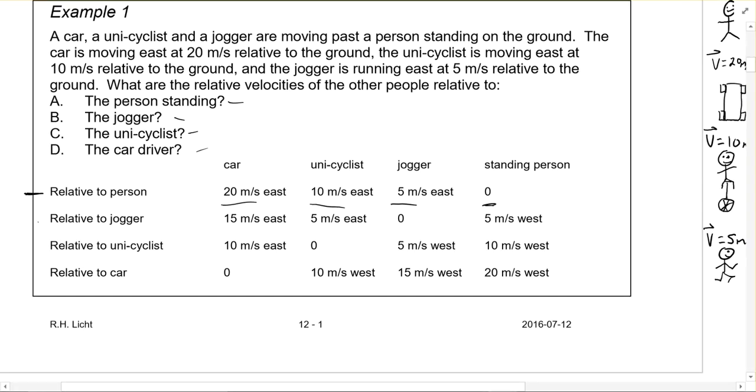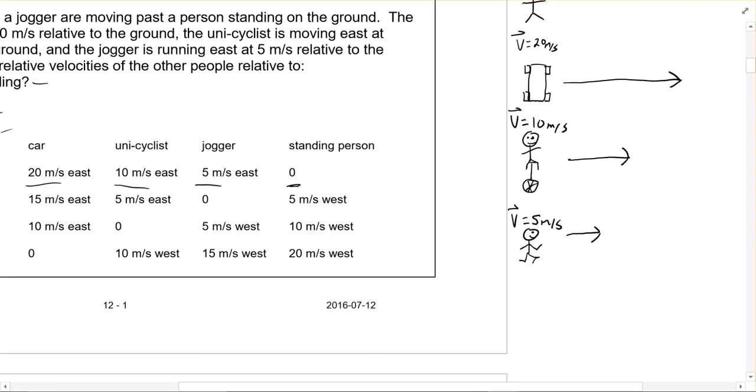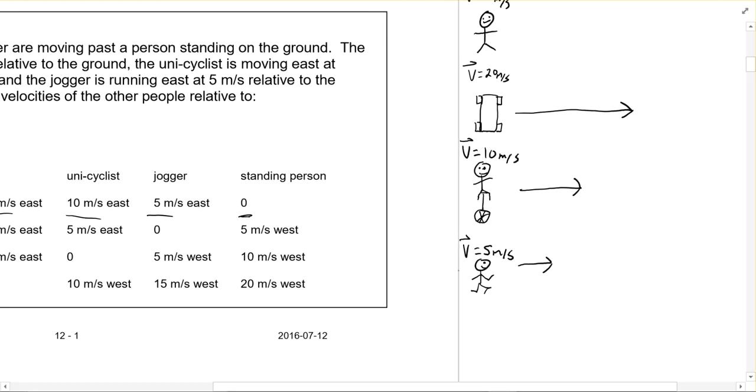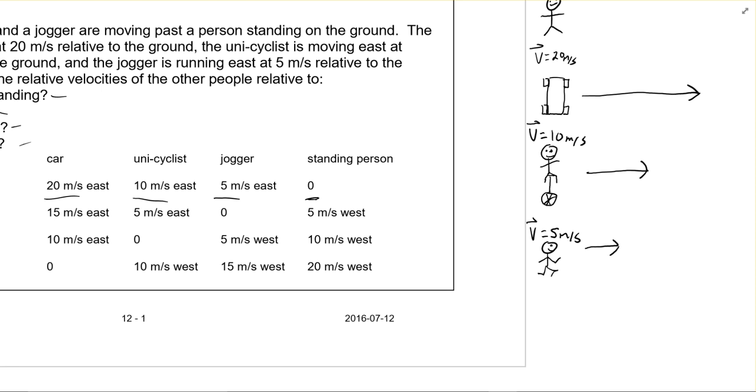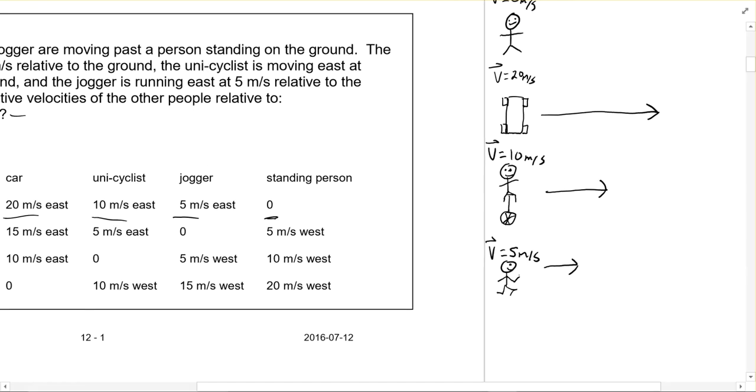Now, if we say relative to the jogger, the jogger down here, this 5 meters per second, what we're saying is that it's like you put your finger on that jogger, and we're saying, okay, that person's not going to move. We're going to call that 0 meters per second. So if I could put my finger on that person and say, okay, that is now our new 0, then think about this jogger as it was running away from you.